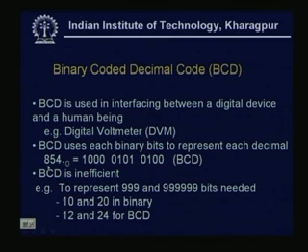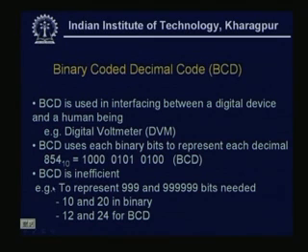Say if we take one example, this is 854 in decimal number system, then each decimal digit is represented as a 4-bit binary number. That means 8, just now the way we have converted, will be 1000. The 5 will be 0101, and then 4 is 0100. So, this will be the BCD code.